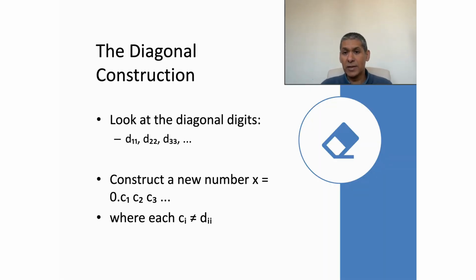Now, there are 10 digits possible, so you really have a wide variety of numbers to choose from. And a simple construction that's sometimes used is that if D11 is equal to 5, then choose 6. If it's not equal to 5, then choose 5, just to make this construction a little bit cleaner. But really, you can choose any number for C1 as long as it's not that exact diagonal digit.